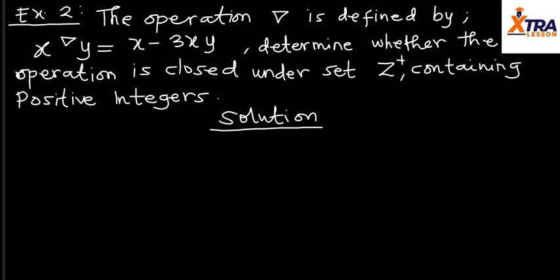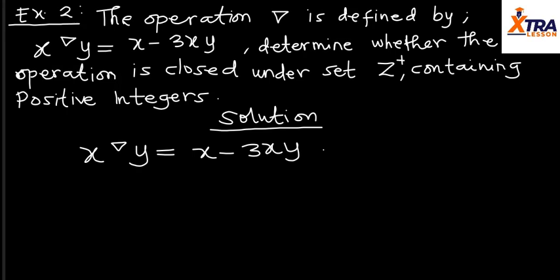And then we are asked to determine if this operation x operation y, which is given as x minus 3xy, is closed under set Z plus. Set Z plus is what? Positive integers. So before we start considering, we need to first understand what the elements in the set Z plus are. That is, what are examples of positive integers?